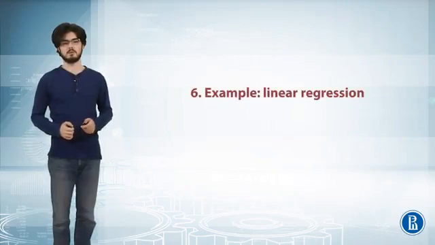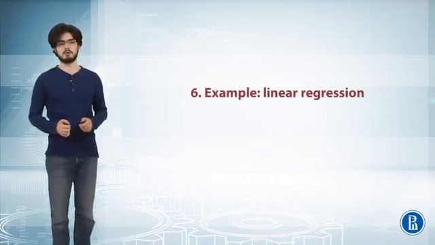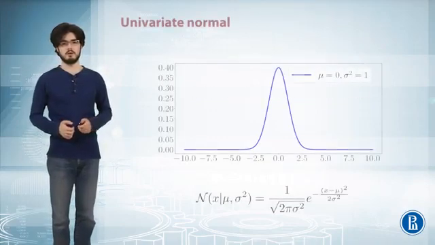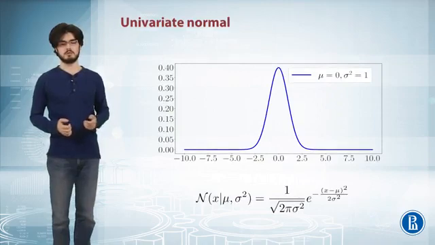In this example, we will see linear regression. But before we start, we need to define a multivariate and univariate normal distributions. The univariate normal distribution has the following probability density function. It has two parameters, mu and sigma. The mu is a mean of the random variable and the sigma squared is its variance.